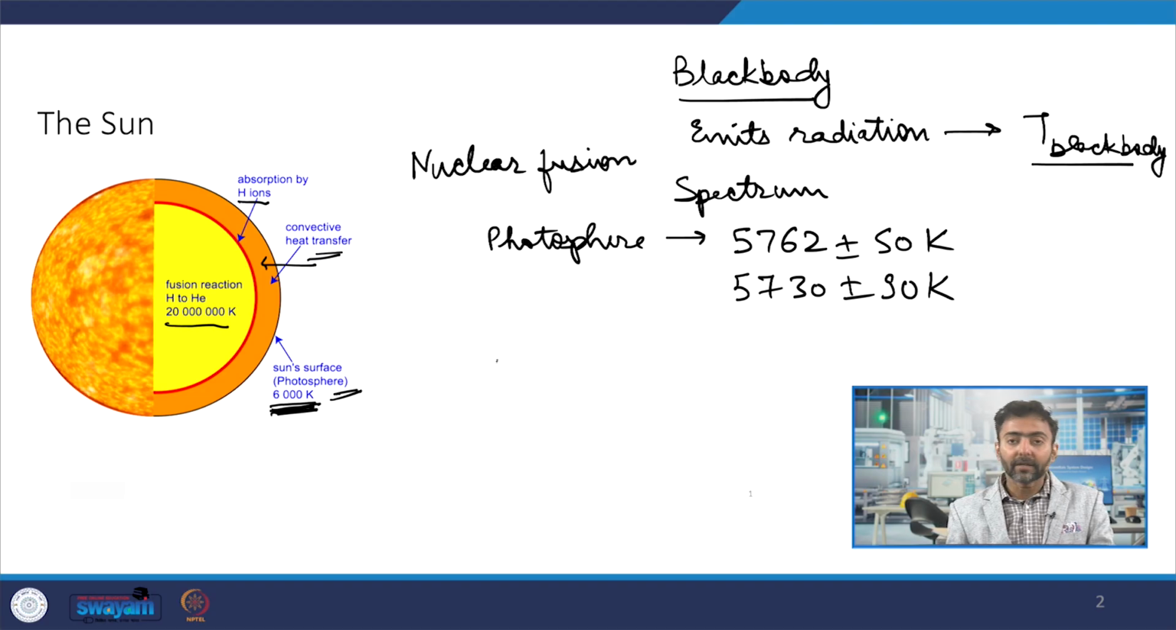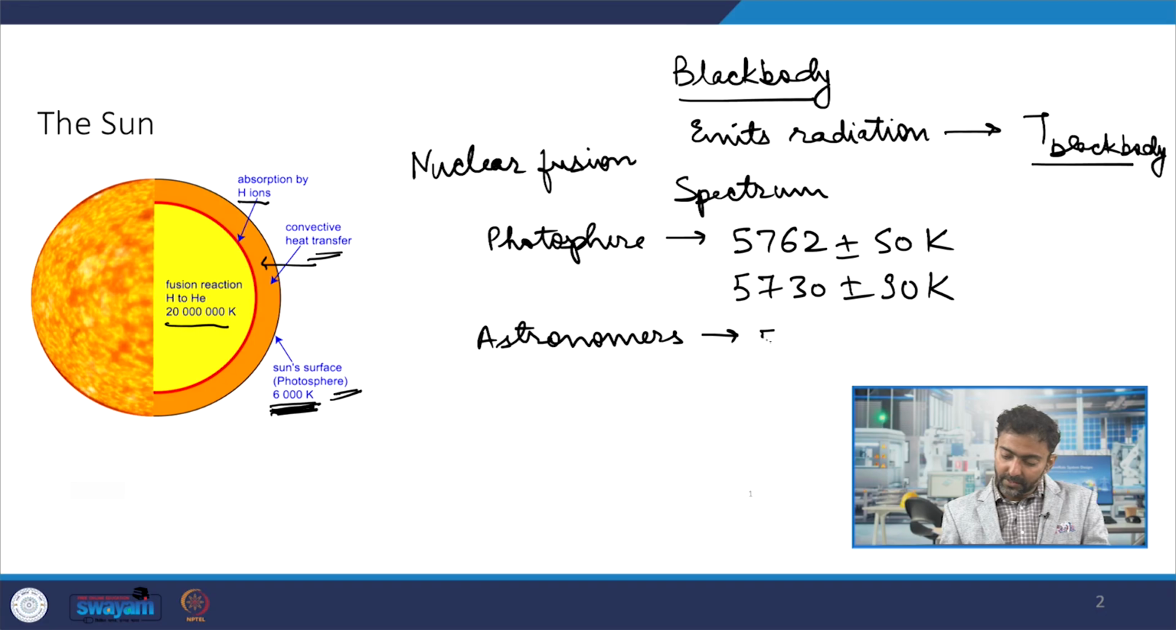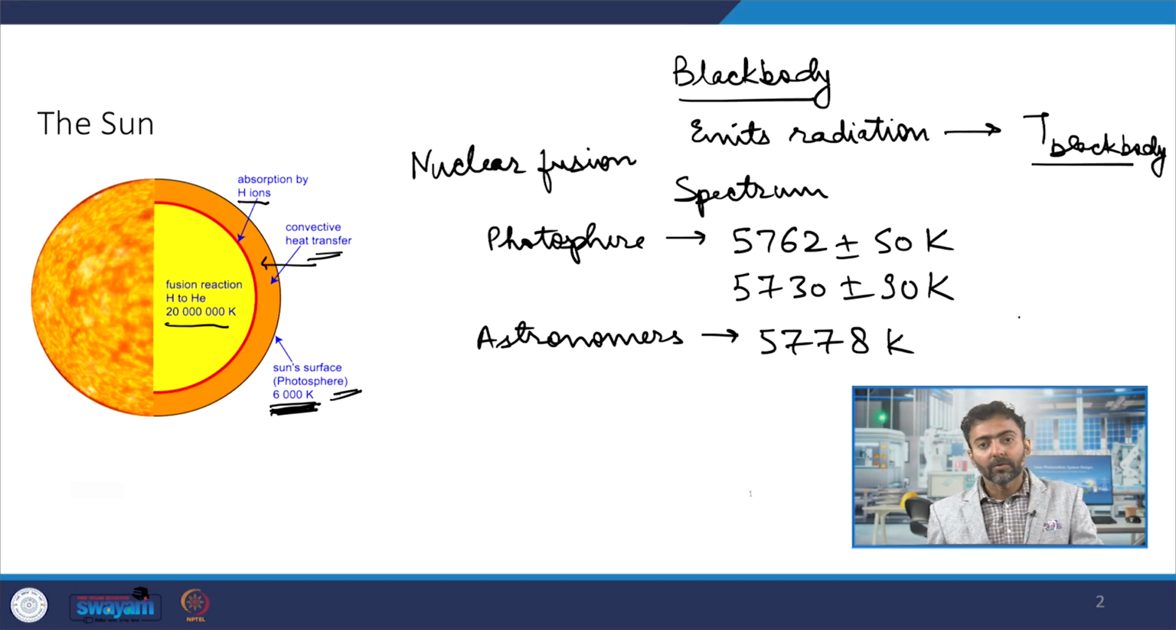And when you look at the field of astronomy, the astronomers characterize the sun as a star which has a surface temperature of 5778 Kelvin. So all these numbers, as you can see, are in the same range, in close proximity, but different estimates, different studies, and different models give different numbers in the same range.